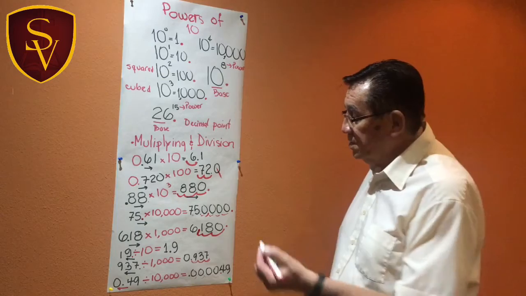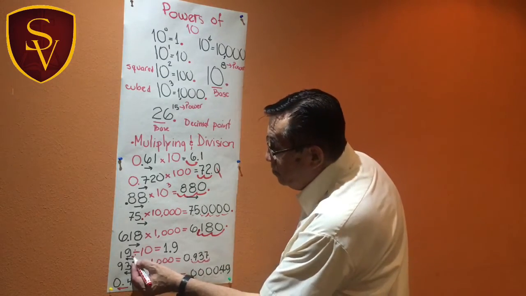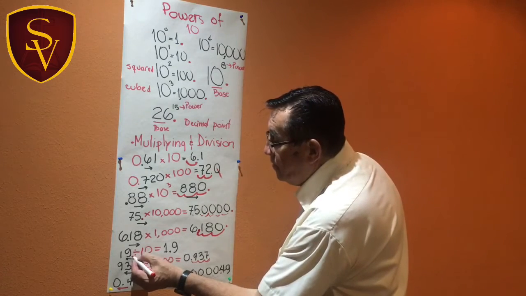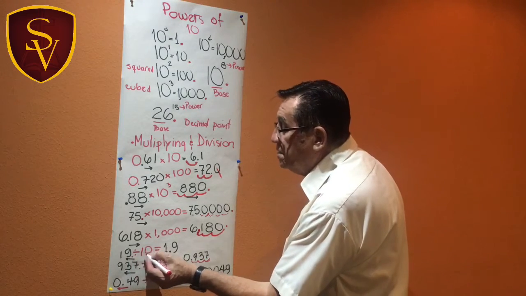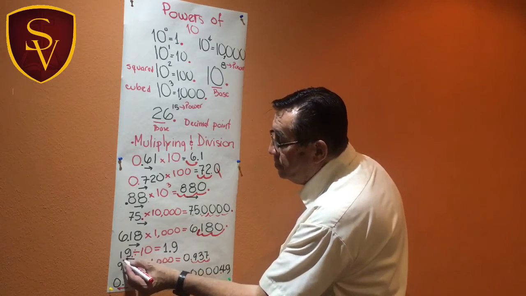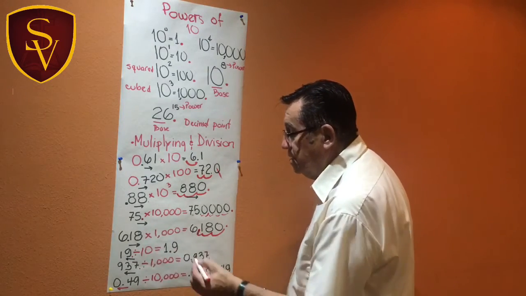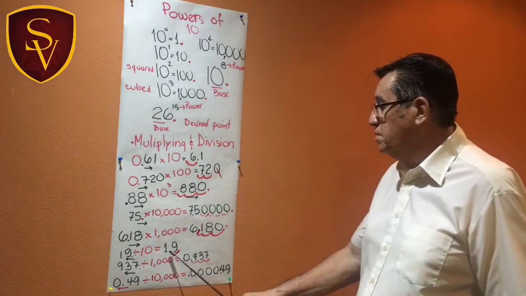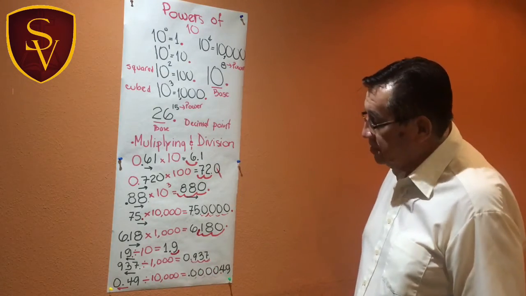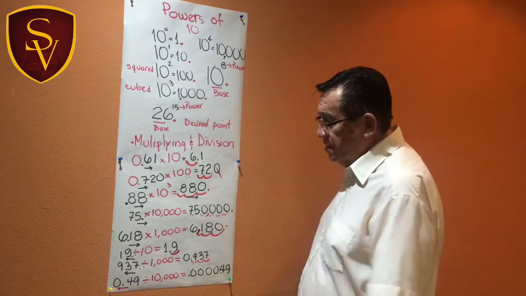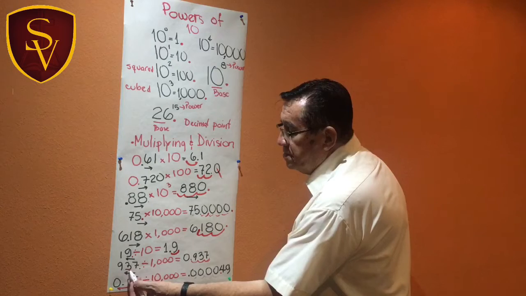And for division, what we do is move the decimal point to the left. Since the decimal point is here, and we're dividing by 10, that means that this decimal point is going to move to the left 1 place, like this. So the answer is going to be 1.9 tenths.